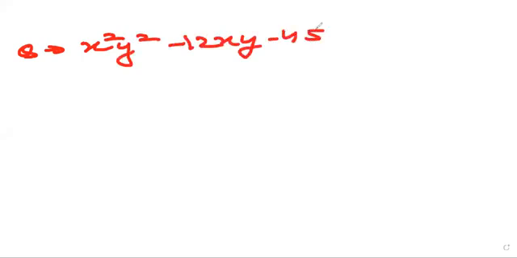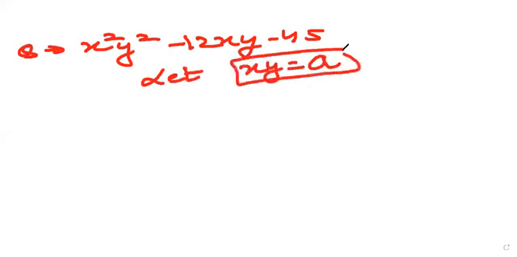Now, children, in this question, we are given two variables, x and y. So we can solve it like this also, but it's better to take xy as another variable, that is a. Okay, so xy, I'm taking a to make my calculation easier. So it is x square y square, so it has become a square minus 12a minus 45. Now I will solve this and later on I will substitute the value of a.